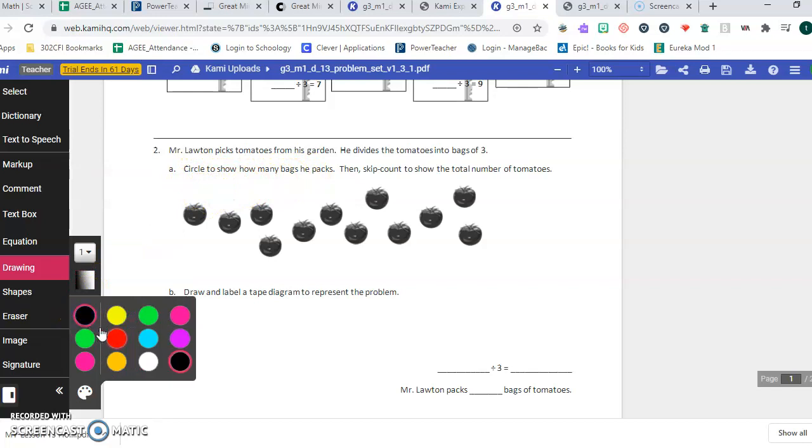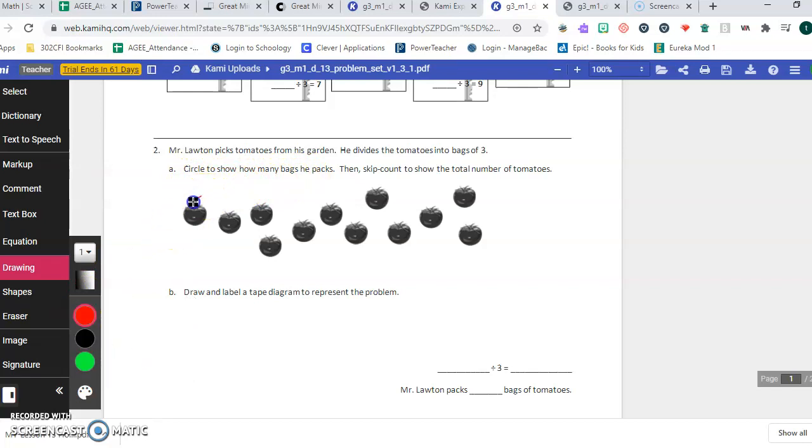Okay, I like to use a different color when I do this so it stands out. So here's 3. Here is 3. We got a 3 here. And my last bag of 3 tomatoes here. So I've got 4 bags of 3 tomatoes. Okay, if I counted them, I would be able to tell the total, or I can practice my skip counting, count by threes. 3, 6, 9, 12.